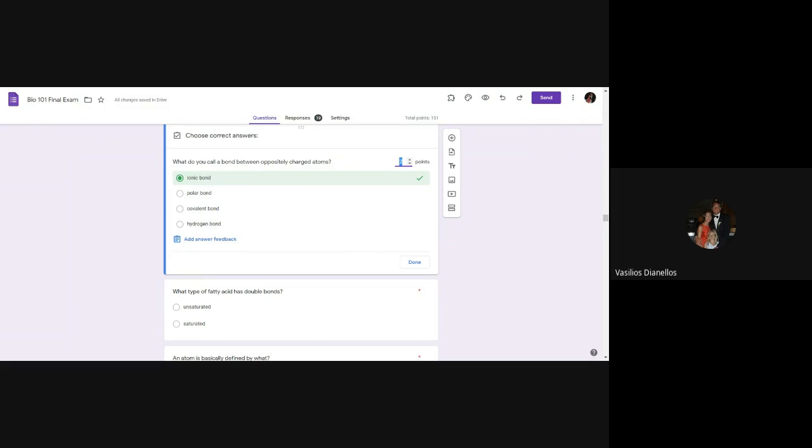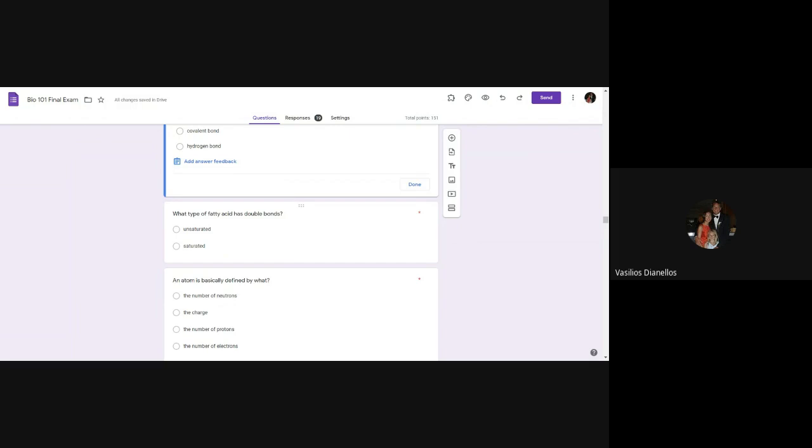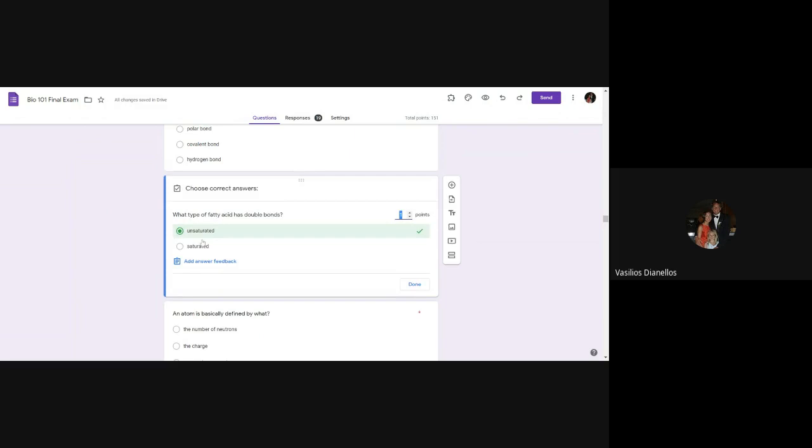Thornabar, I'm not going to stop each time and ask you if you have a question. So if you do have a question, just chime in. Okay. What type of fatty acid has double bonds? Simply unsaturated. Good, exactly. Unsaturated. Because if it was saturated, it would have all the hydrogen. Every single carbon would have as many hydrogens as it could have bonded to it. Therefore, it couldn't double bond to another carbon.